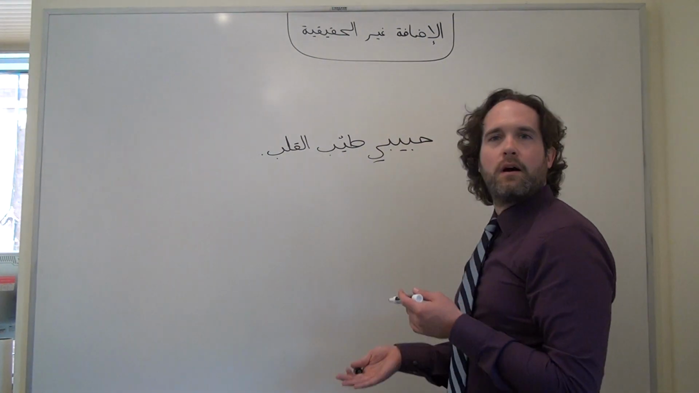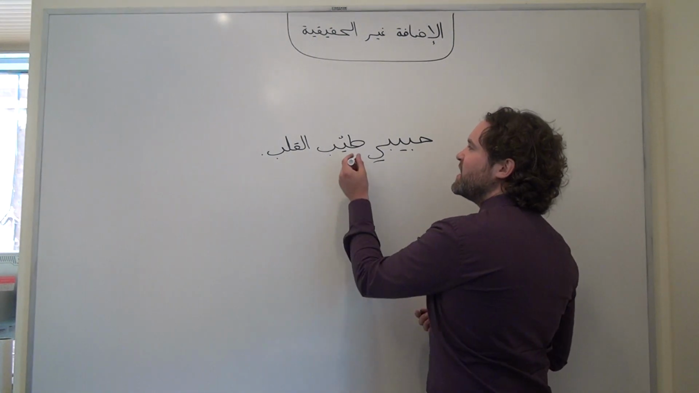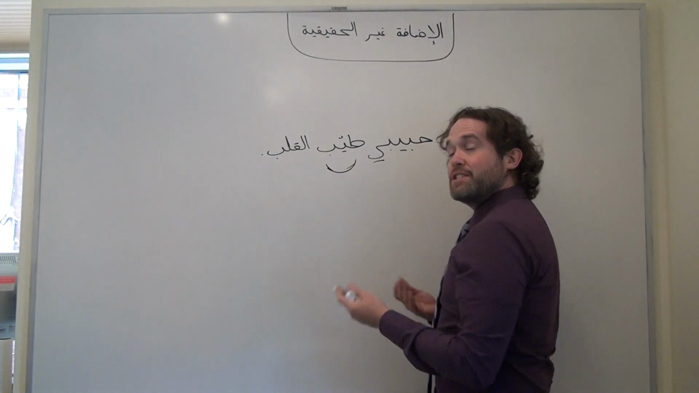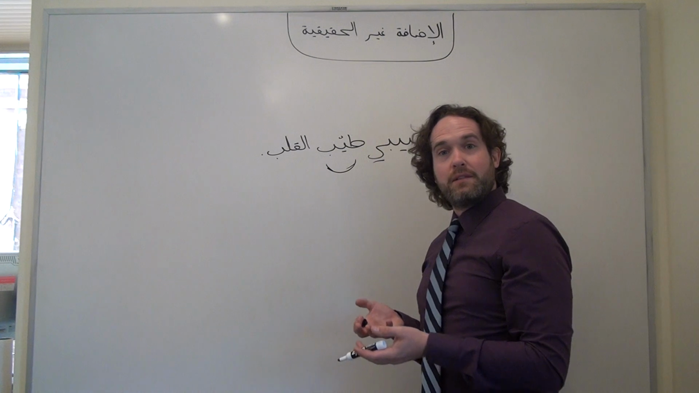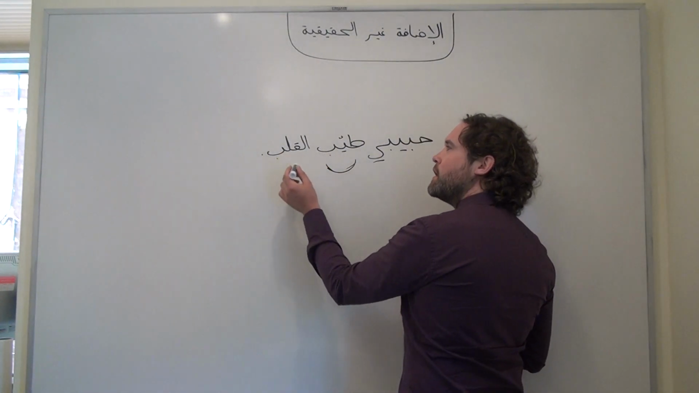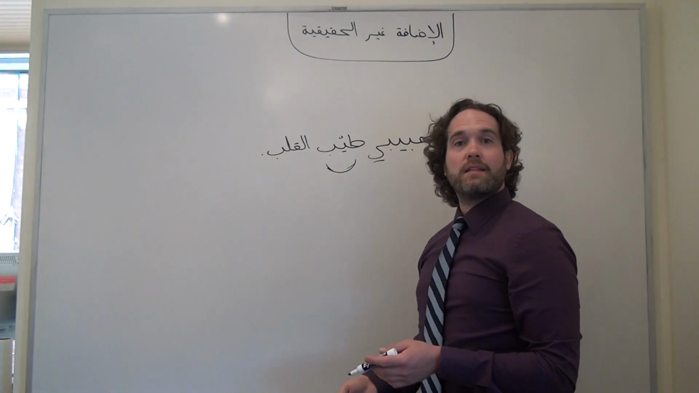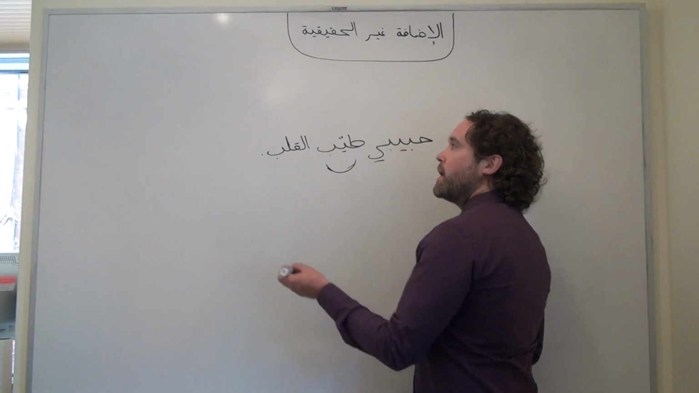al-qalb, good of heart. The only difference between this and a real idafa is that tayyib is an adjective, right? It's a characteristic, it's a word we use for describing things. And we're saying tayyib al-qalb, good of heart. Otherwise, this works exactly like a real idafa.